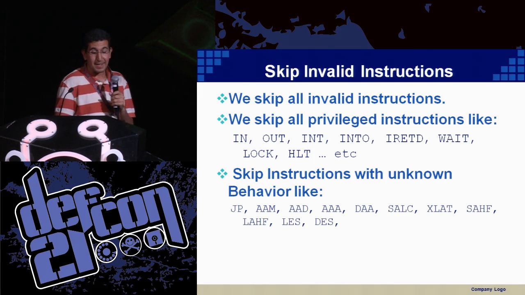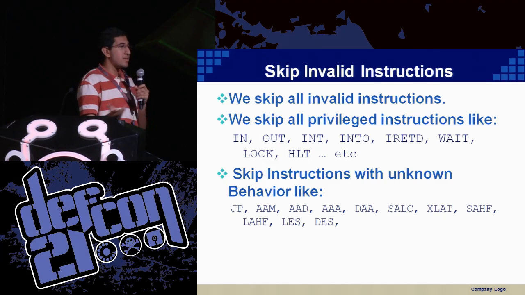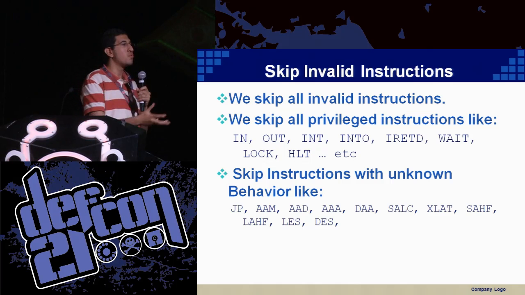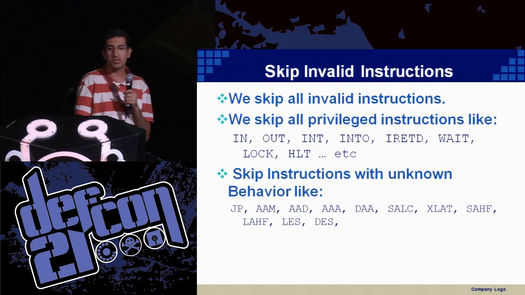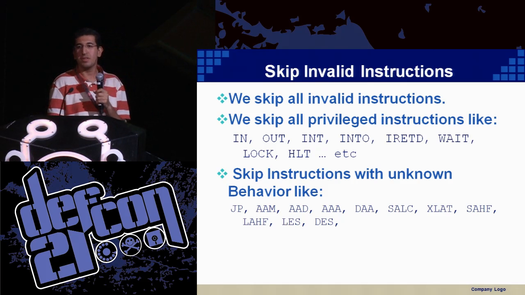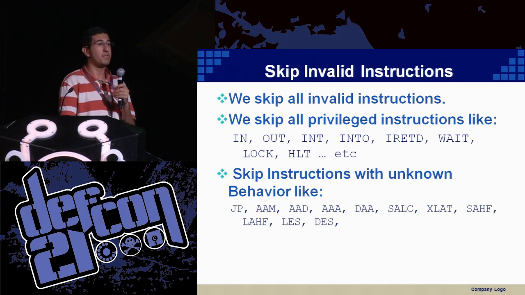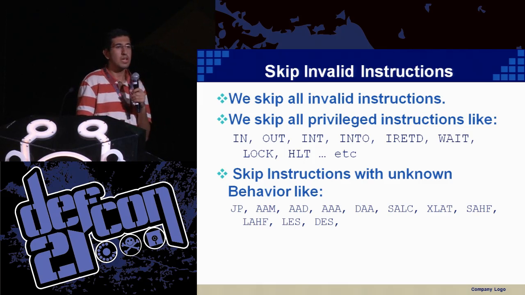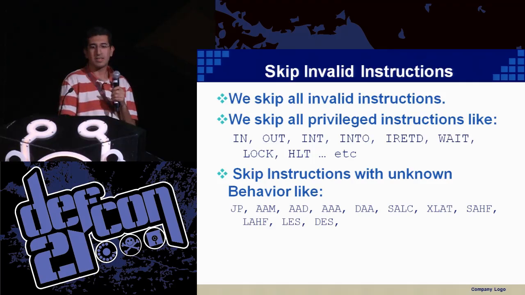Then we skip some invalid instructions. Some of these instructions, in, out, and others, are related to devices and are used in the kernel mode of Windows, by device drivers, not by normal applications. And some instructions have unknown behavior, some crazy things in Intel assembly. We skip all of these instructions if we find them. If the shell code has these instructions, it seems corrupted or something.